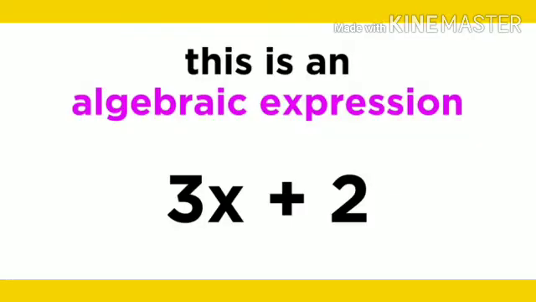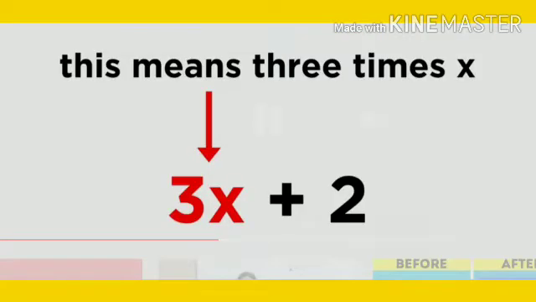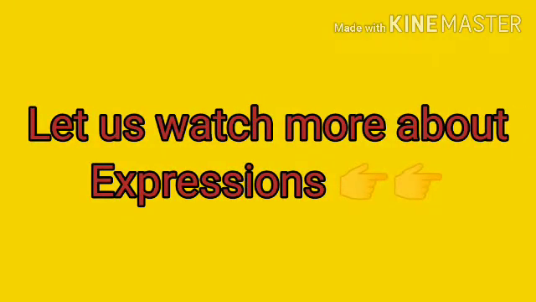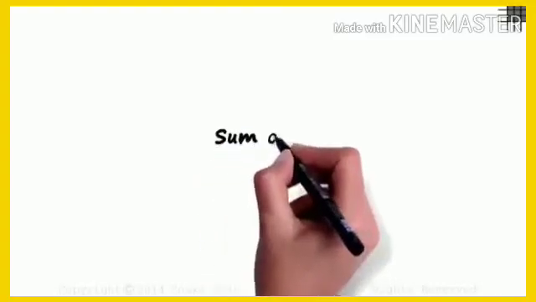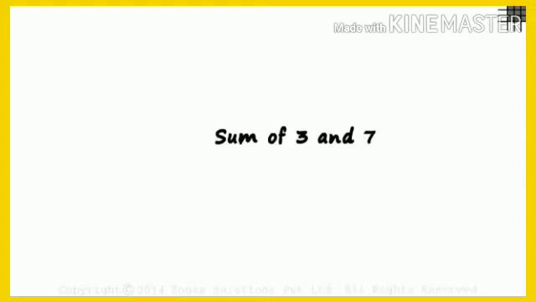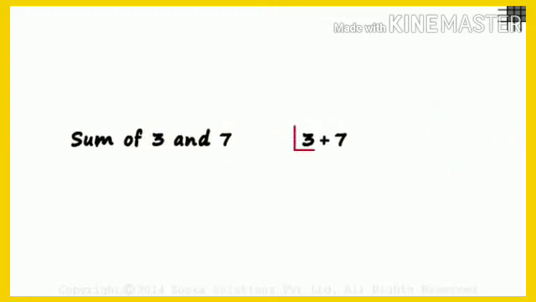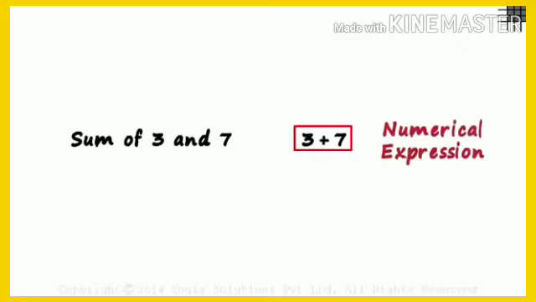Look at this algebraic expression, 3x plus 2. 3x means 3 times x, and for any value of x we can find the value of this expression. Let us watch more about expressions. Children, listen to this. Sum of 3 and 7. How will you write it? Sum of 3 and 7 is addition, so it is written as 3 plus 7. Here 3 and 7 are numbers, so we can call this a numerical expression. So 3 plus 7 is a numerical expression.